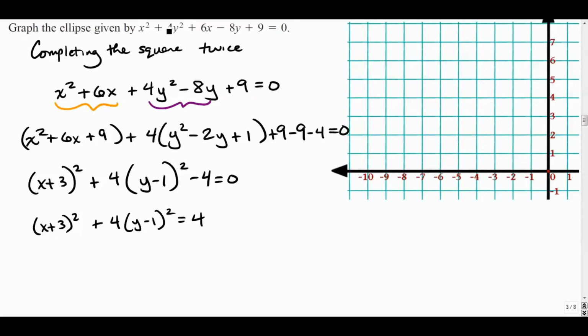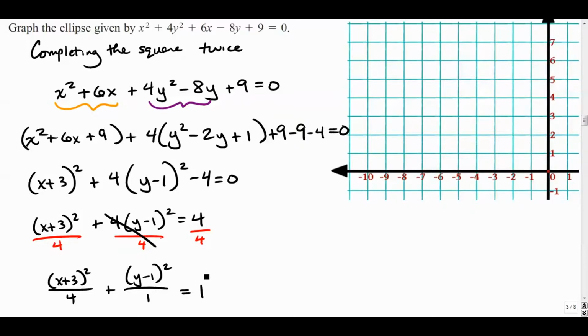Next thing you want to do here is always, if you have a number here, get that to be 1. So we're going to divide everything by 4. When you divide everything by 4, you're left with quantity x plus 3 squared over 4 plus, these cancel out, that's actually just y minus 1 squared over 1 is equal to 1.